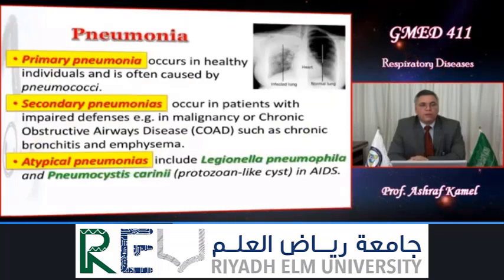Pneumonia. Pneumonia is inflammation of the lungs. It can be primary, secondary, or atypical. In primary pneumonia, the pneumonia occurs in healthy individuals. Otherwise, they do not have any abnormal immunity. They are fully normal, but they just developed this pneumonia. And the most common microorganism is the pneumococcus bacteria.